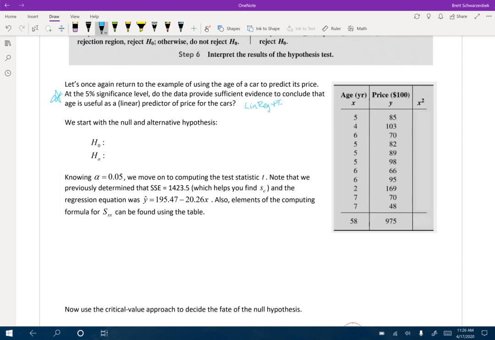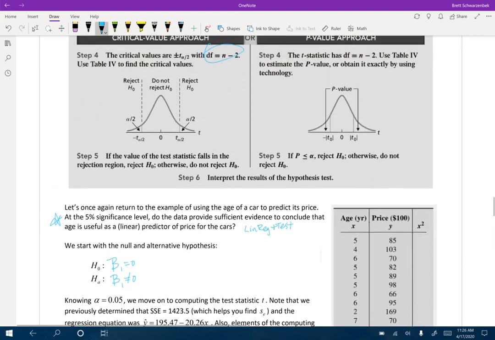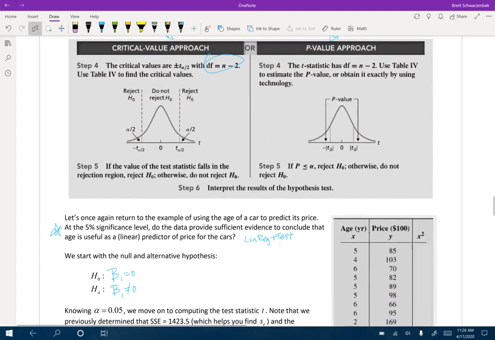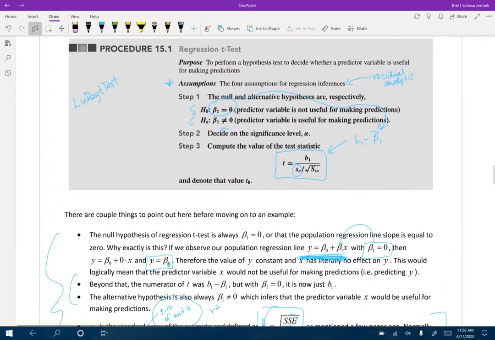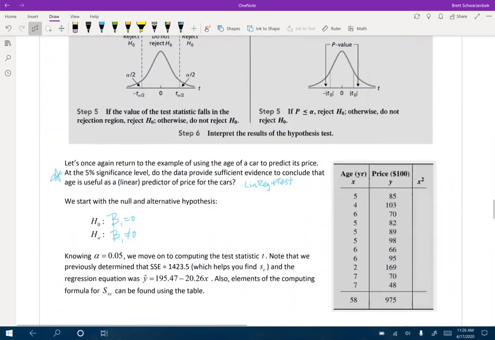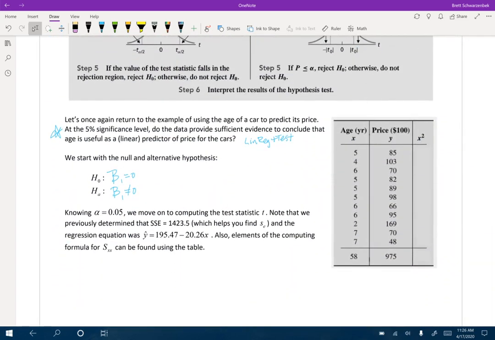So if you're doing a lin-reg t-test, then you know that your alternative will not change. The null will always be beta 1 equals 0. The alternative will be beta 1 is not equal to 0. Just worth noting, a lot of times I've found they will eliminate the subscript in some setups, but I'm going to put the subscripts there because this is what it's like in the textbook. Sometimes it just says beta.